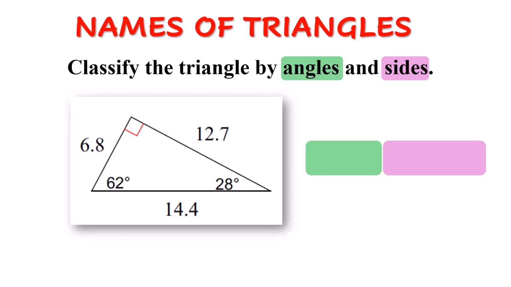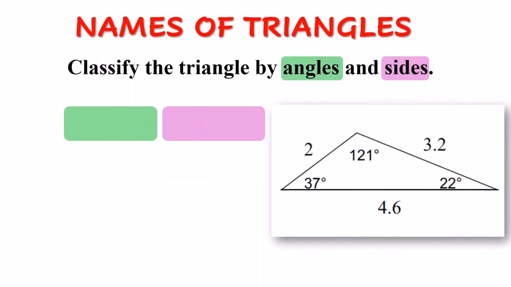So look at this triangle. You see there's one right angle. Well, right away, that means it's a right triangle. And the sides, look at them. Are any of them the same? 6.8, 12.7, 14.4. No, they're all different. So that means this is scalene. So this is a right scalene.